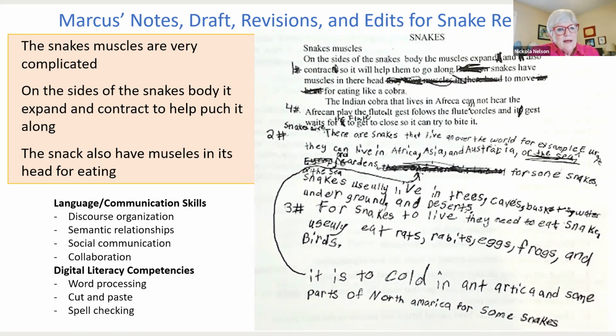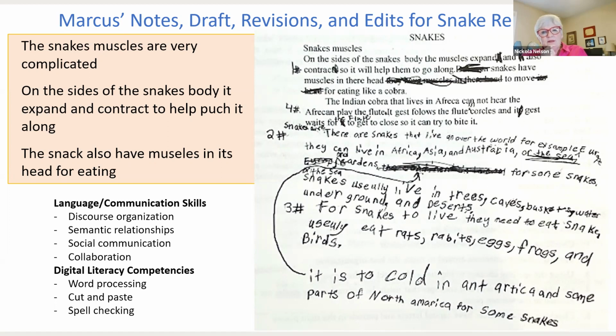On the sides of the snake's body, it expand and contract to help push it along. The snake also has muscles in its head for eating, and you can certainly see his oral language influences here. Some of his African-American dialect is apparent. And on the right, you see how we would sometimes need to print the works in progress each day, so that if this were a day that they didn't have access to the computer, which was an historical problem, maybe not so much today, that they could work on it.